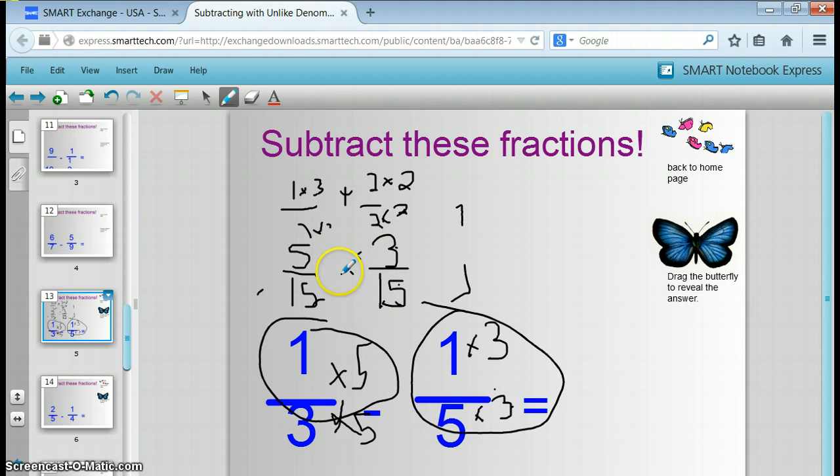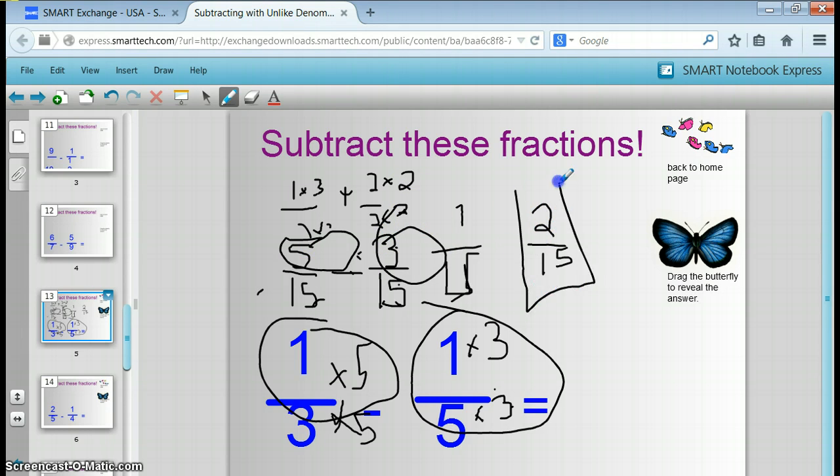Now let's subtract this time. We already know that our denominator is going to be 15. Let's write over here, 15. Then what is 3 minus 5? And you would get 2 over 15.